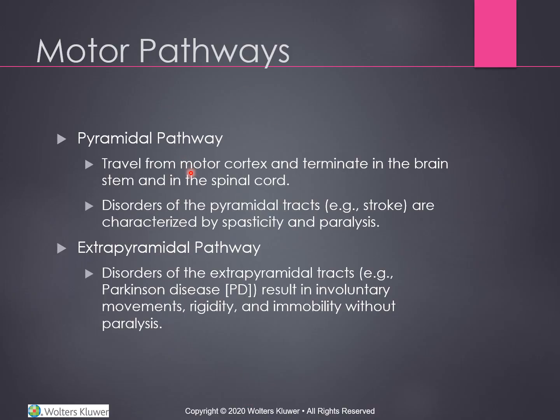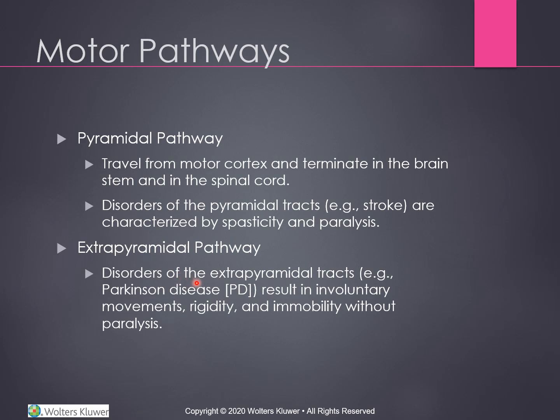We have two major motor pathways within the body that I'll mention here. We have one called the pyramidal pathway, and it travels from the motor cortex and terminates in the brainstem and in the spinal cord. If people have disorders of the pyramidal tract, which is often the case in conditions like a stroke, they are characterized by things like spasticity of the body and paralysis.